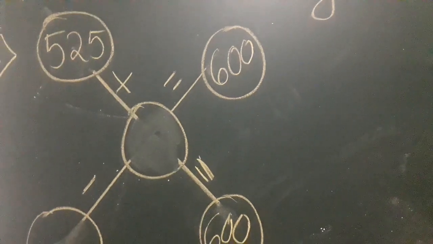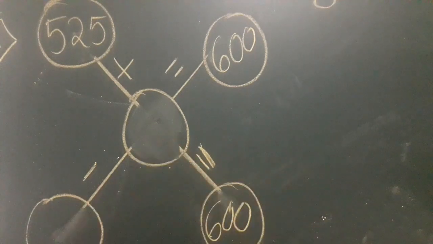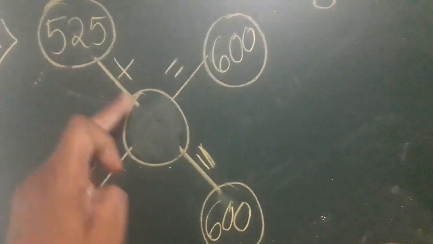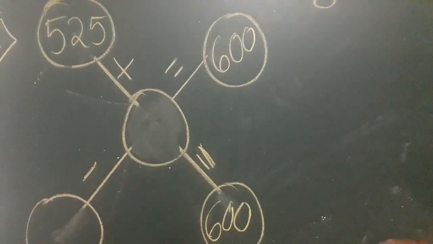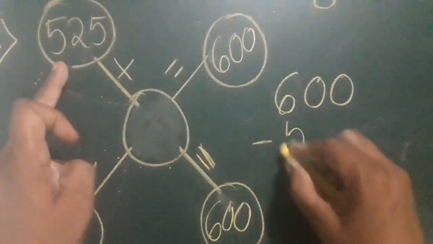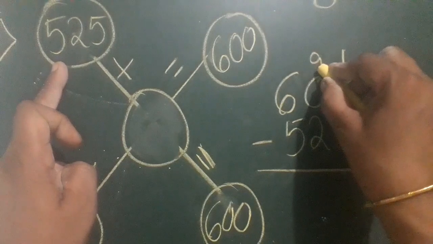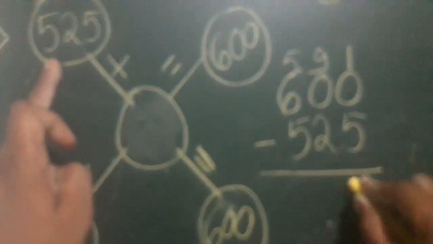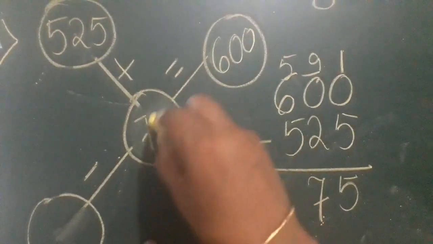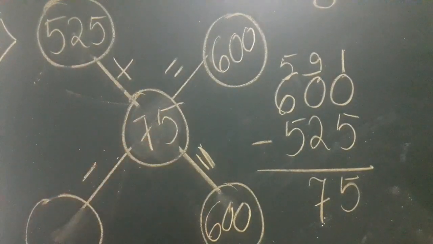Let us solve this type of question where you have to find the numbers in the circles. Now how will we do it? Say here 525 plus which number, when you do, you should get 600. So here 600 minus 525, right? So here 1, 9 and 5. So here this becomes 5. 9 minus 2 is 7 and this is 0. So here this becomes 75, right? So 525 plus 75 becomes 600.